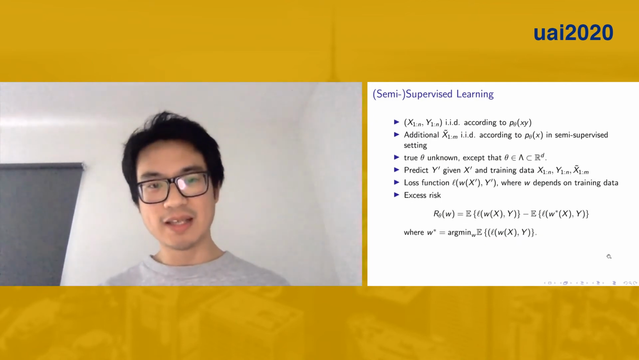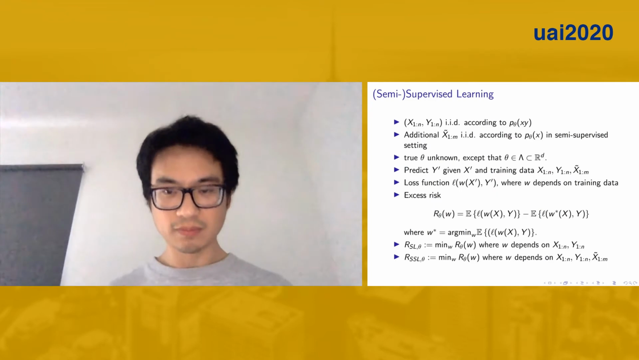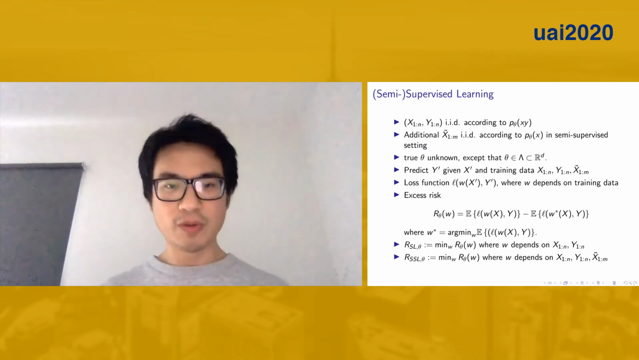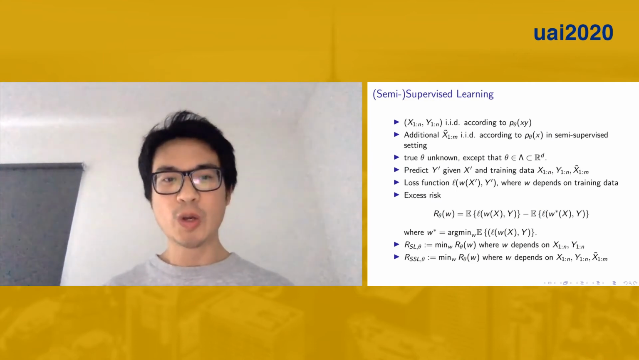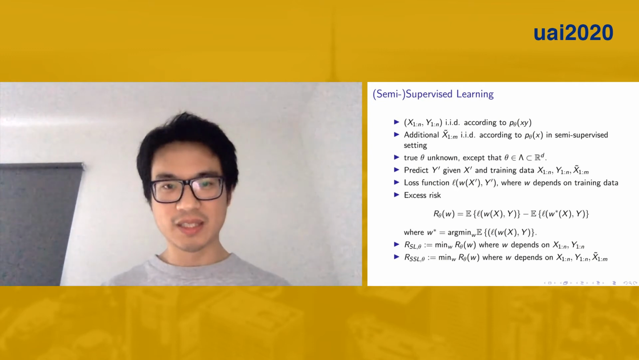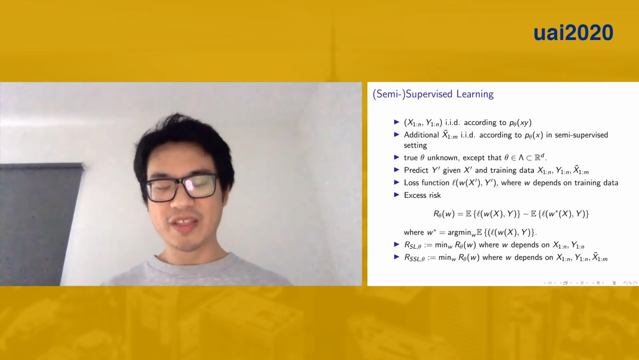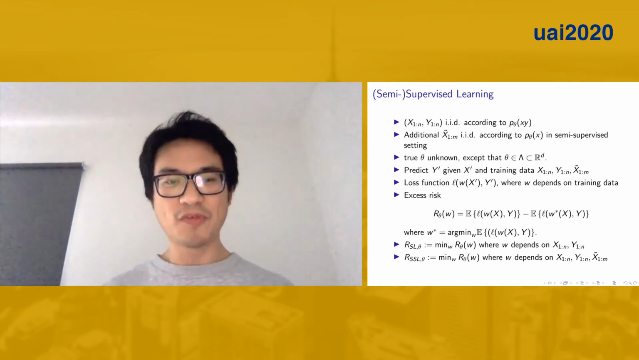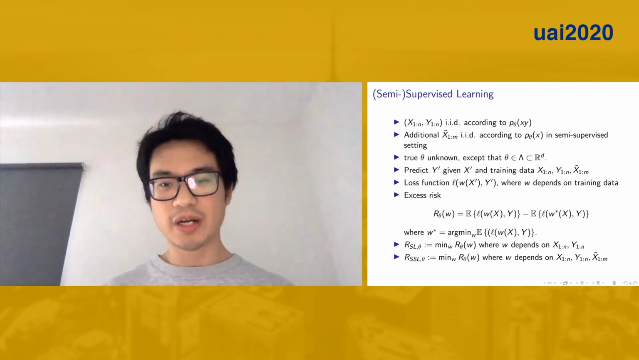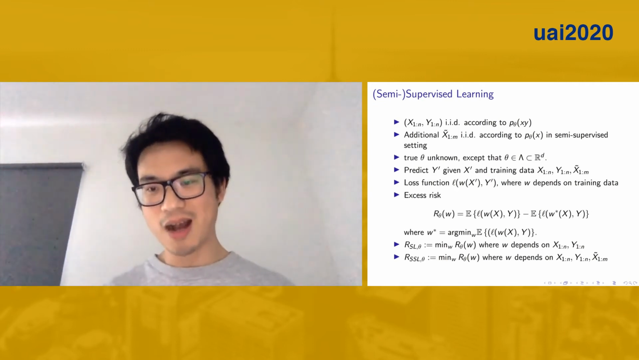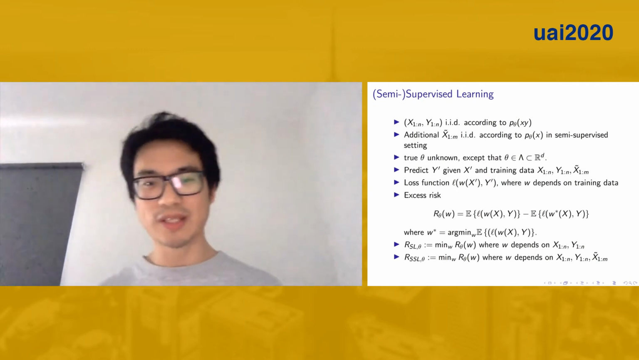Again, we're interested in the excess risk. And we would like to know for the two different cases, semi-supervised learning and supervised learning, how the optimal excess risk scales with the number of data points, and hopefully the second case, where our hypotheses depend on both unlabeled and labeled data, would be better.